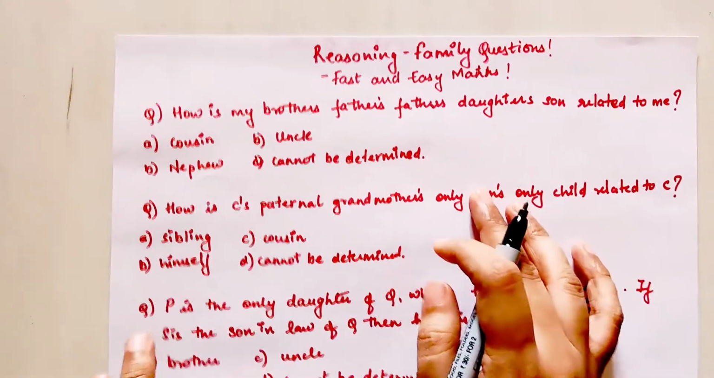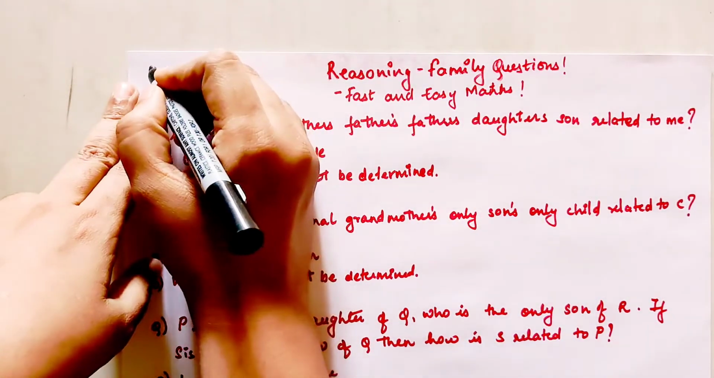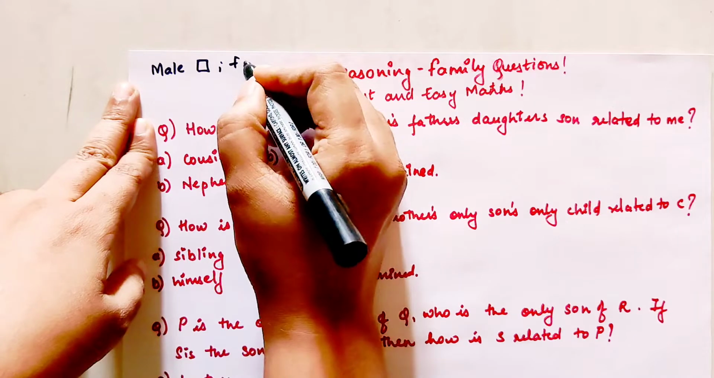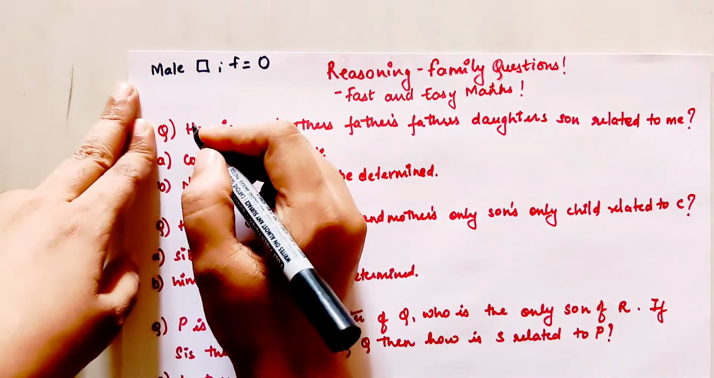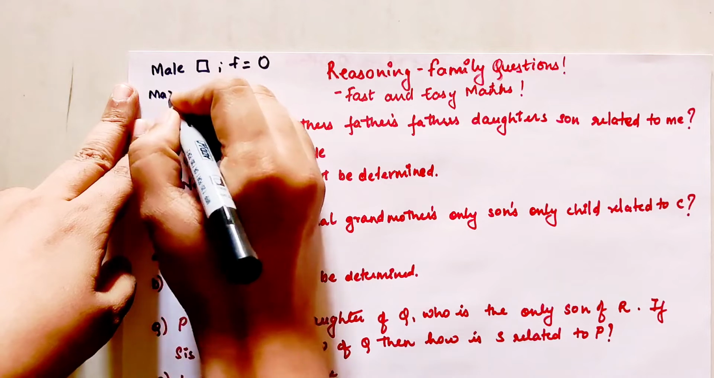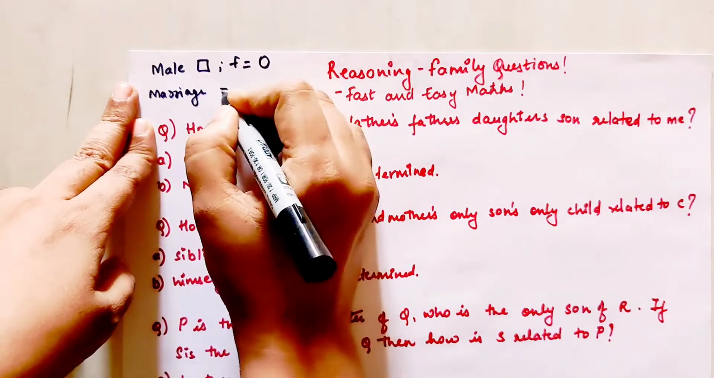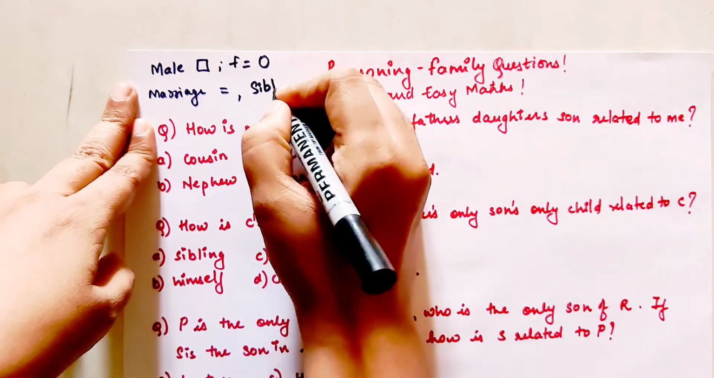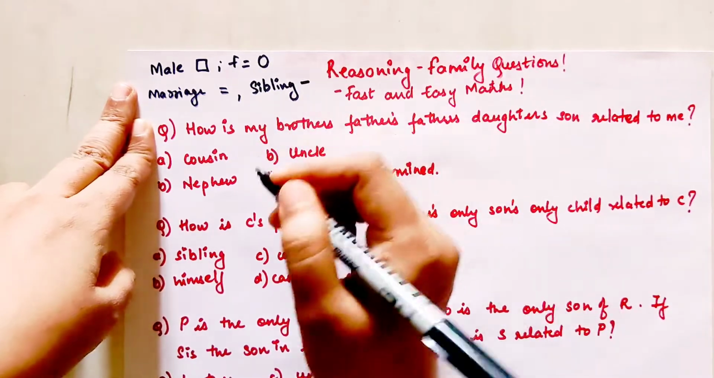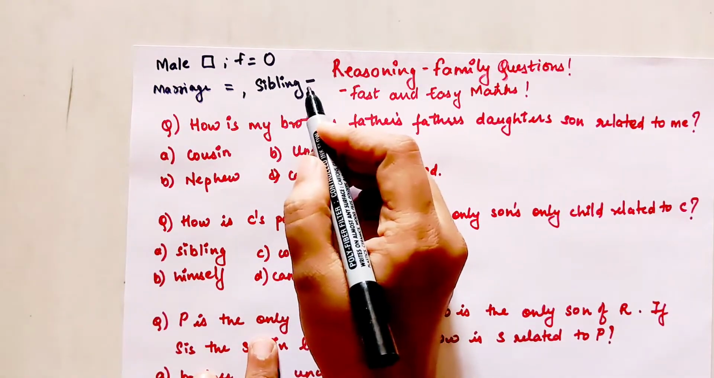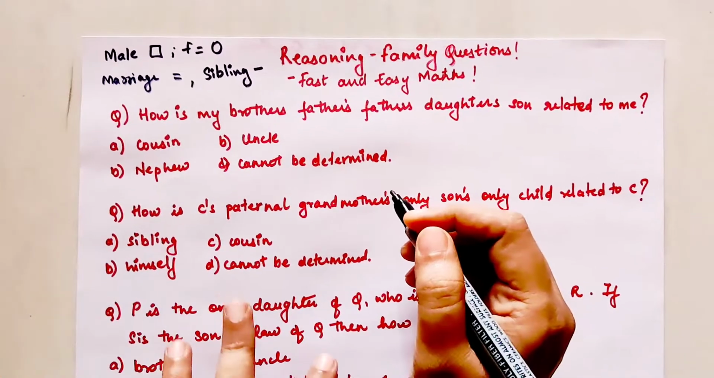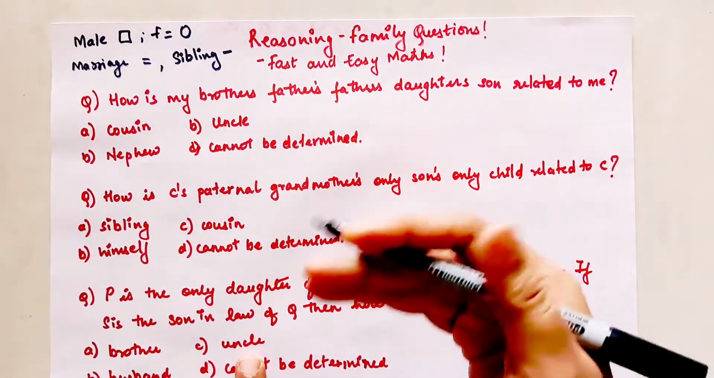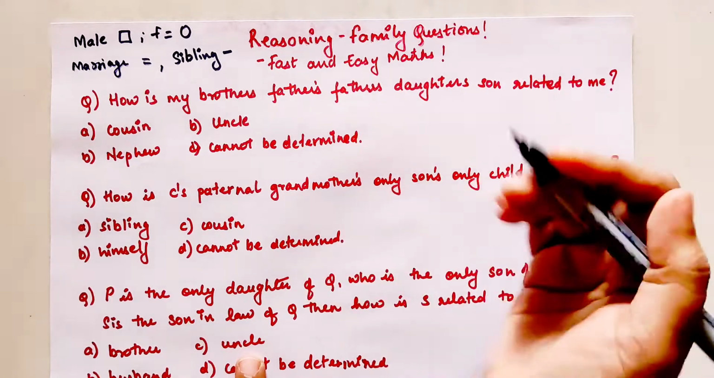Okay, so very simple. First we will just say that male will be represented by a square and female will be represented by a circle. Okay, for marriage we will use the sign which is equal to, and for siblings, meaning brother and sister or two brothers or two sisters, we'll use the sign of one dash. Okay, so now the first question in this one is, how is my brother's father's daughter's son related to me?